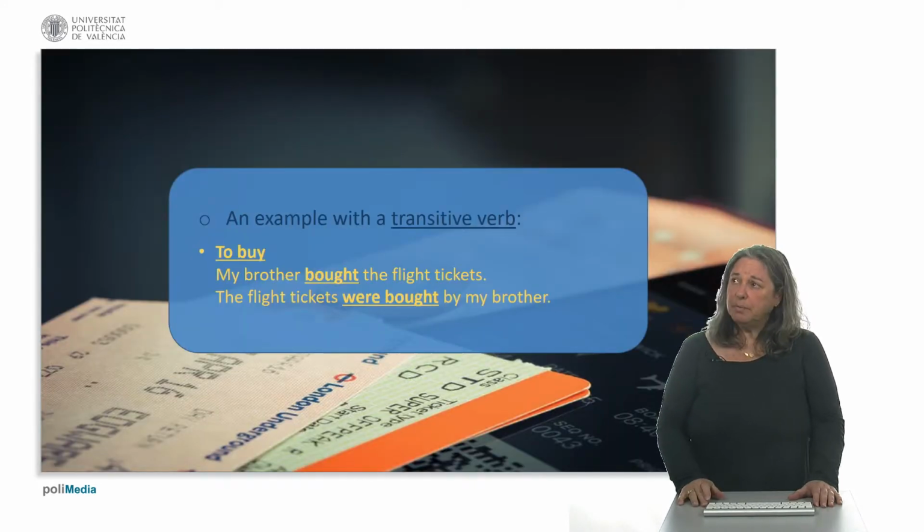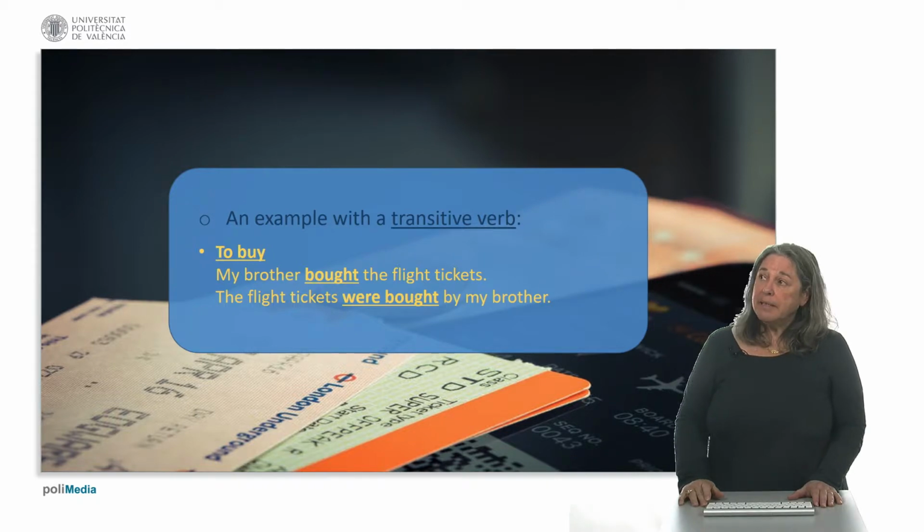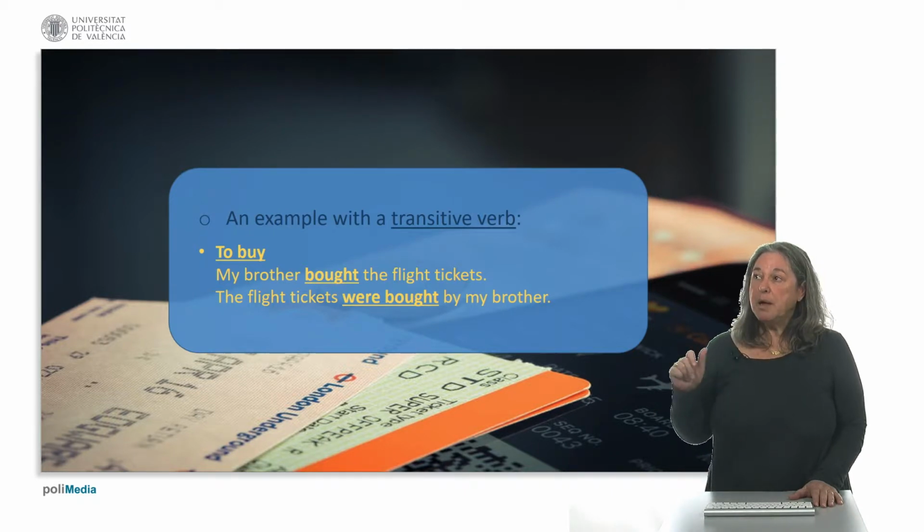Let's see an example of the passive when we have a transitive verb. For example, the verb to buy. My brother bought the flight tickets. The flight tickets were bought by my brother. Okay, so there you can see that we have the verb to be, the tickets were, bought, which is the past participle of the verb to buy.